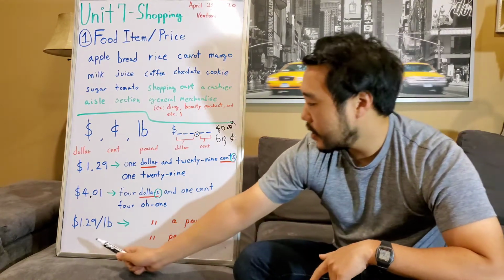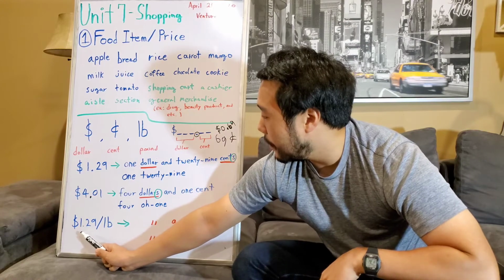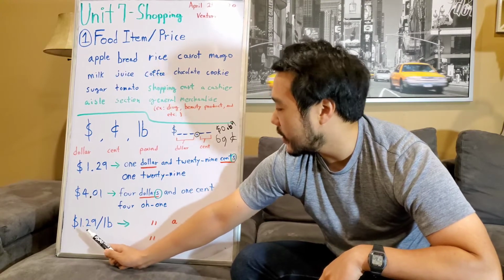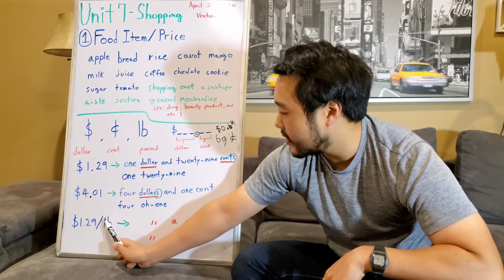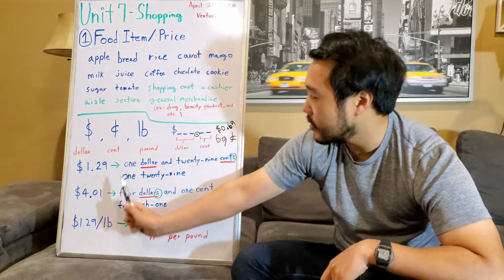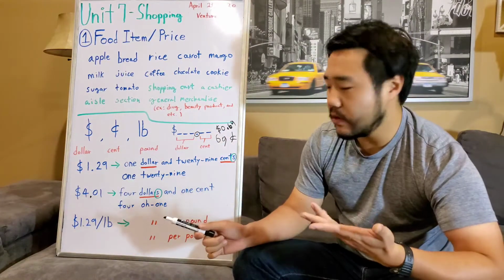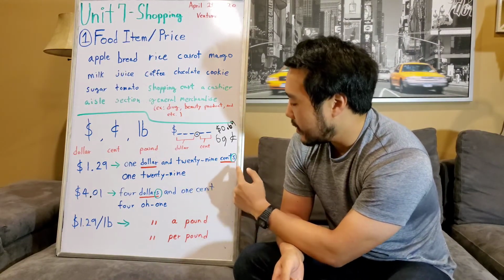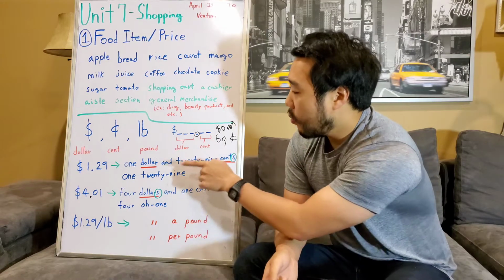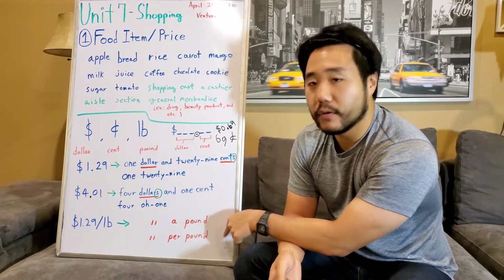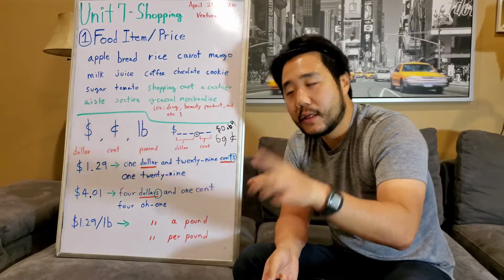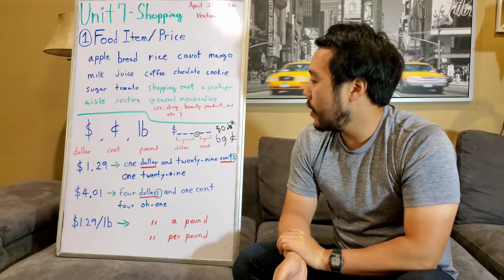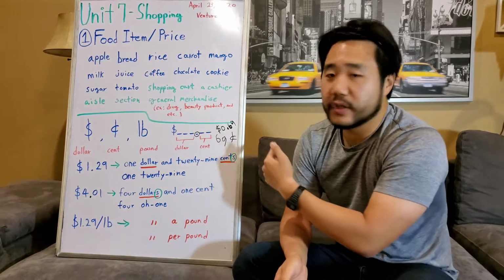And then finally, when we read this, it would be 1.29 or $1.29, right? But now we have this symbol where it's like a slash and pound. This is a pound. So one way we read it is $1.29 a pound, or $1.29 per pound. So for 1 pound, that's how much it's going to cost. And I think we're going to do this and then go into the next one.